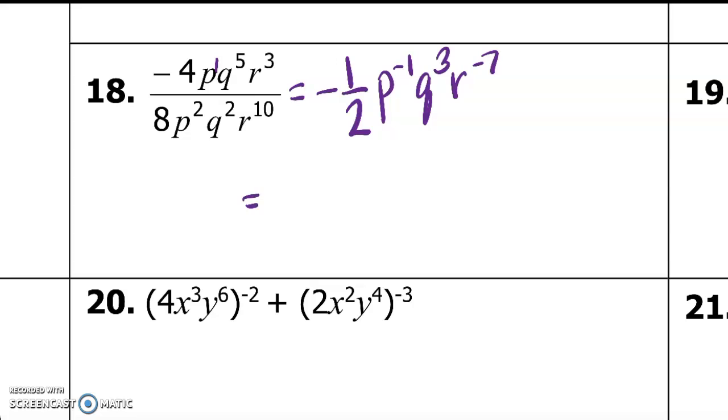So then we're going to have one big fraction bar. We need to have a negative. You can either put it out in front or you can put it on the top. You do not put it in the bottom. You technically can write a 1 on the top, but you don't need to. But the q to the third stays on the top. The 2 is on the bottom, p to the positive 1, r to the positive 7.